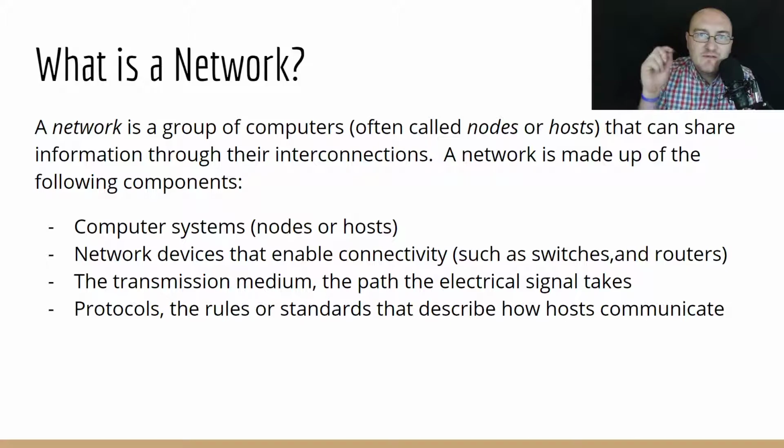A network is made up of the following components. One, you have the computer systems, the nodes or the hosts, whatever computers are going to be on your network. Then you have network devices that transfer that data from one computer to the next. You have the transmission medium, which is how does the signal get from one computer to the next? That's usually through cables or through a wireless signal like Wi-Fi. And then you have protocols, which are rules that dictate how that data transfers, right? So we need something that kind of controls this whole thing.